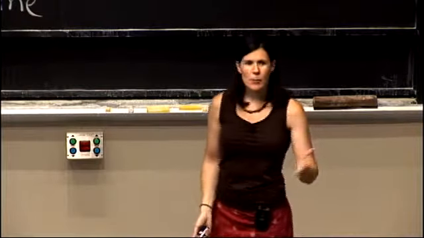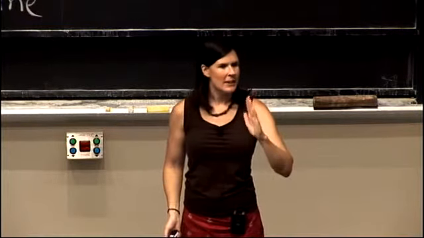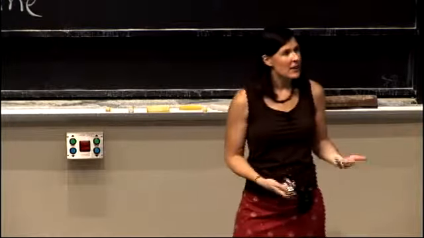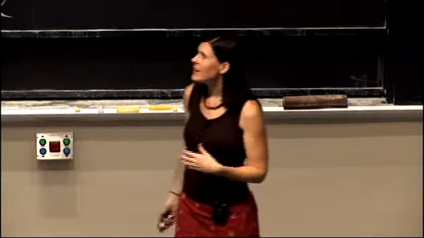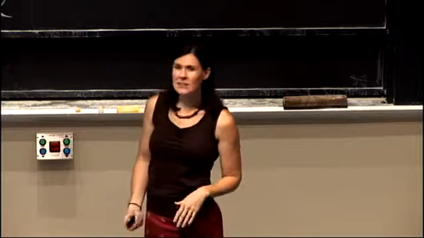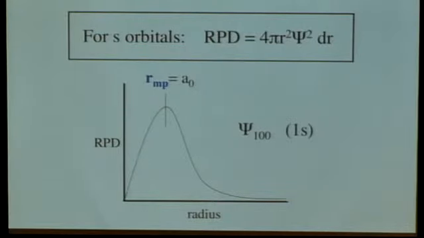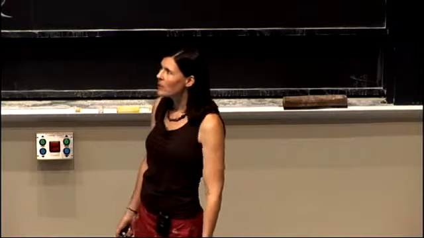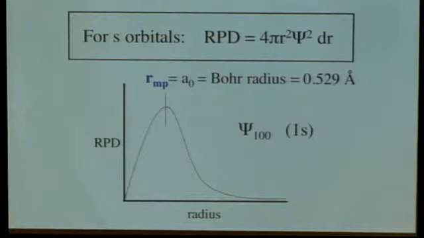So there's some distance where the probability of actually finding an electron there is going to be your maximum probability. And that's what we label as R sub MP, or your most probable radius. This is the point at which your probability is highest for finding an electron. This is equal to A sub naught for a hydrogen atom. And we remember that that's just our Bohr radius, which is 0.529 angstroms.